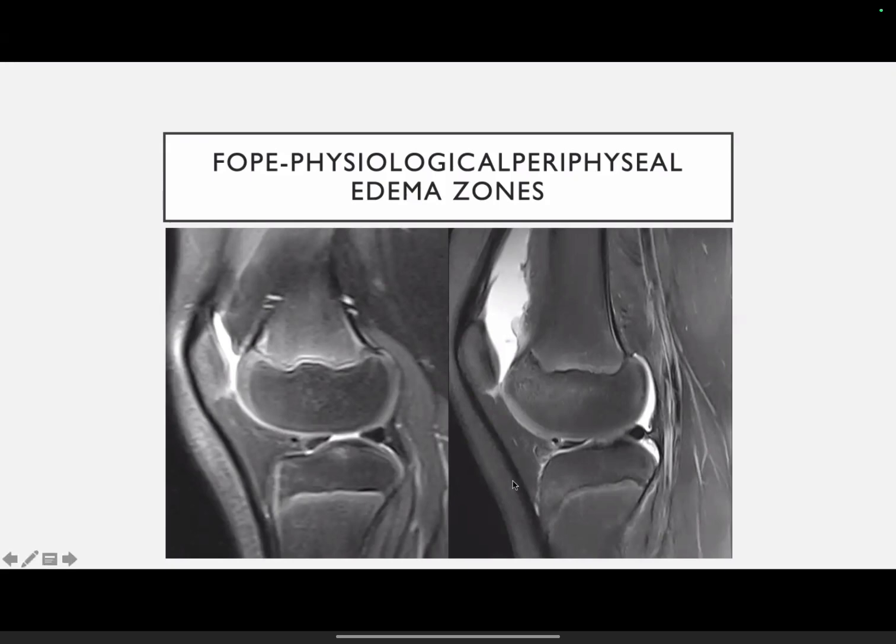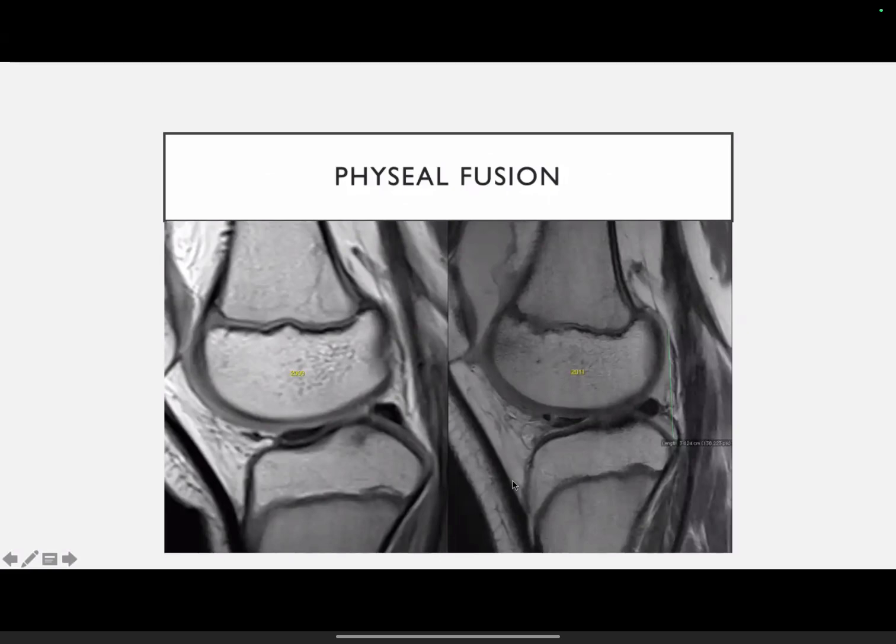As the child ages, the growth plate starts to fuse, and there is physeal fusion, as we see in this case.